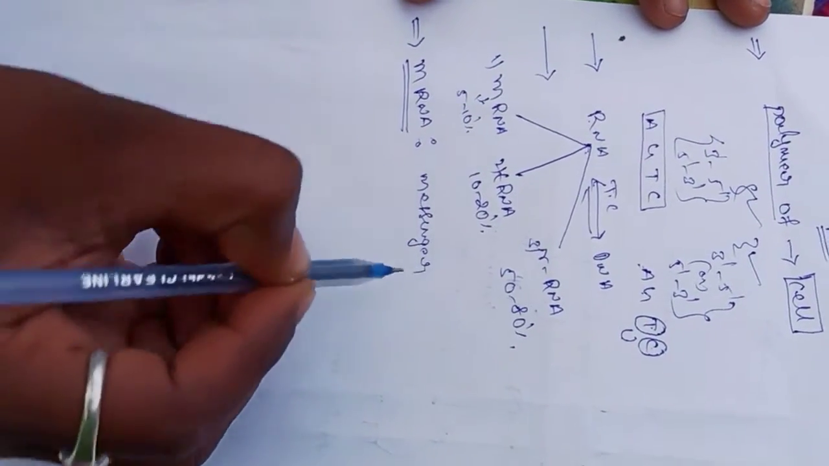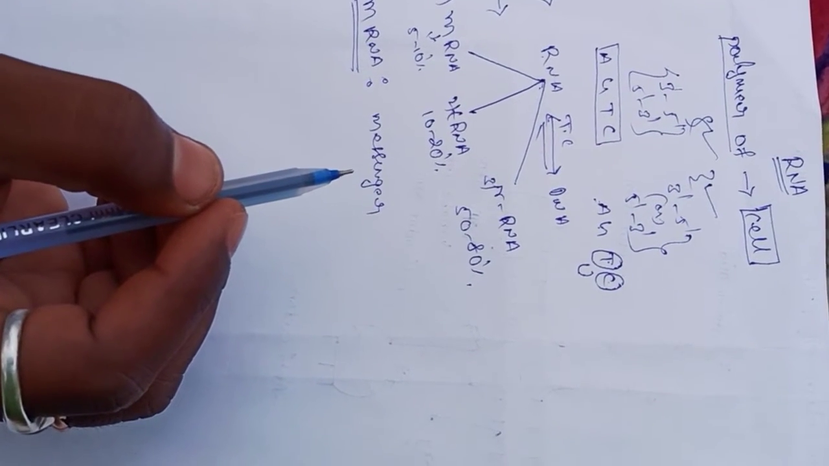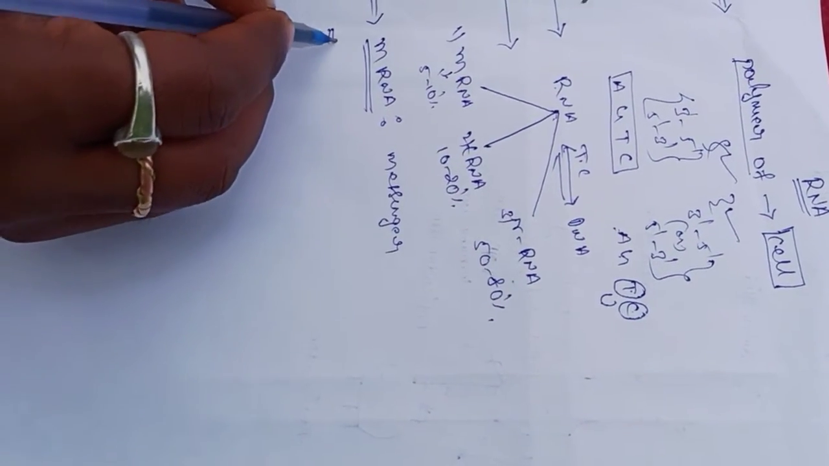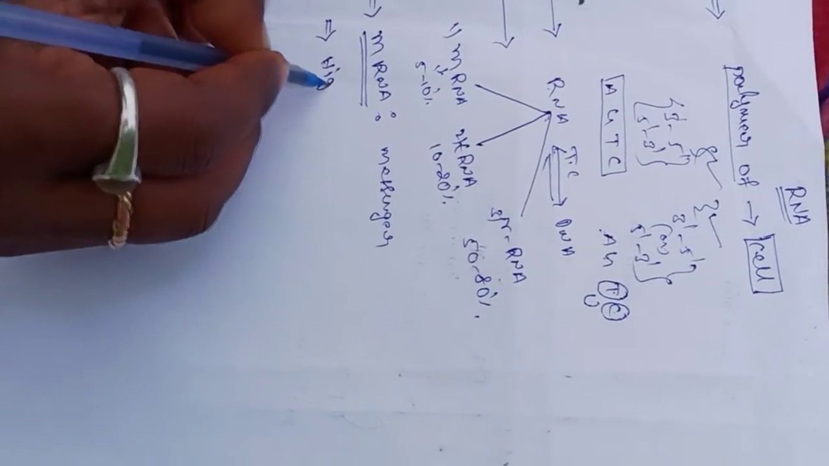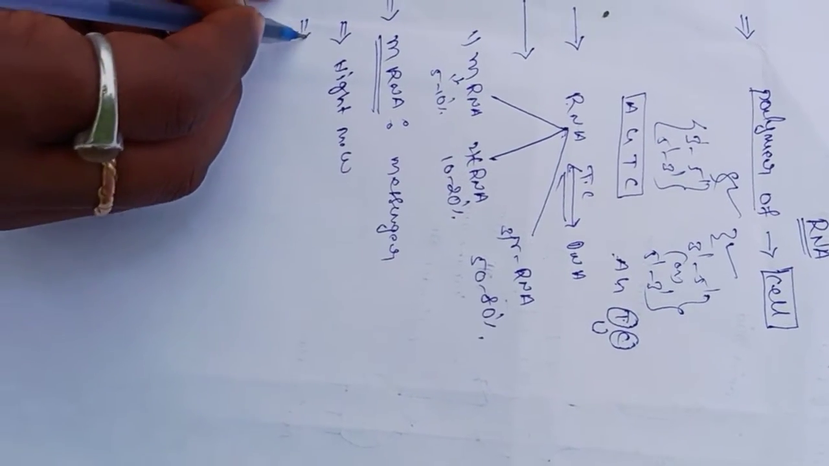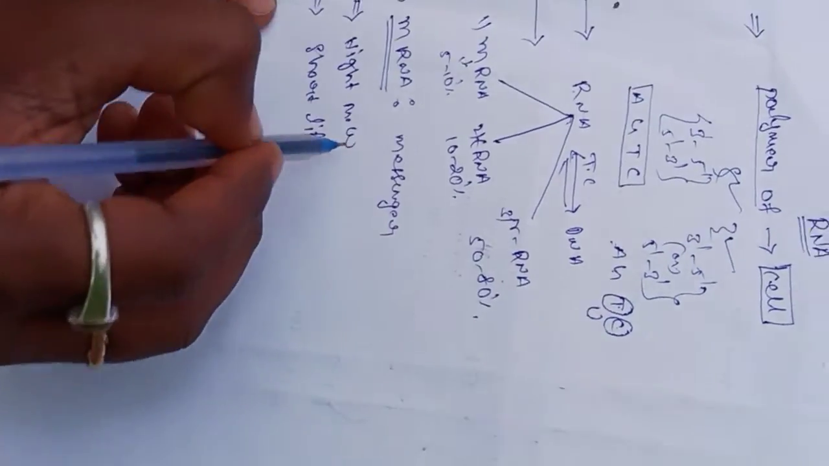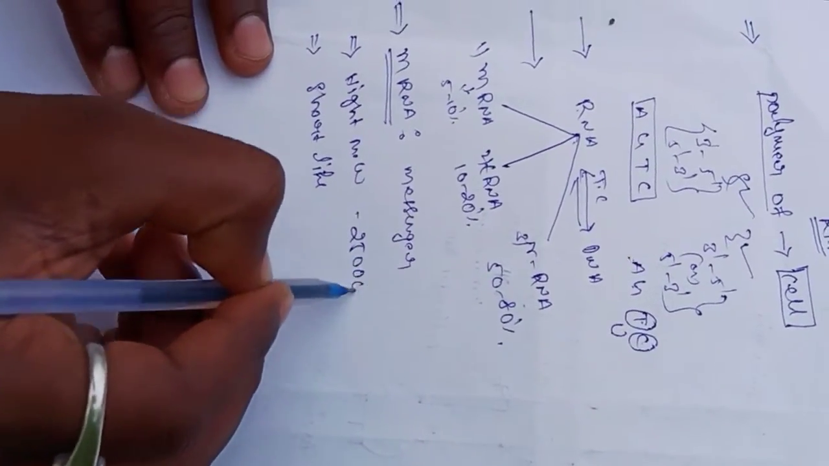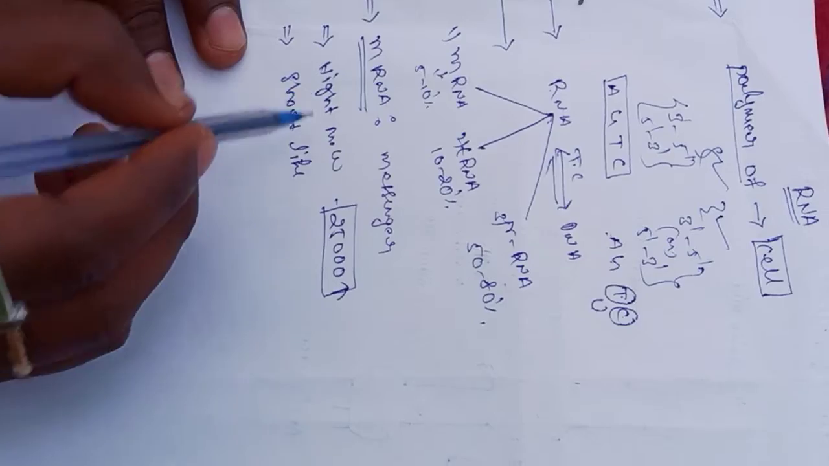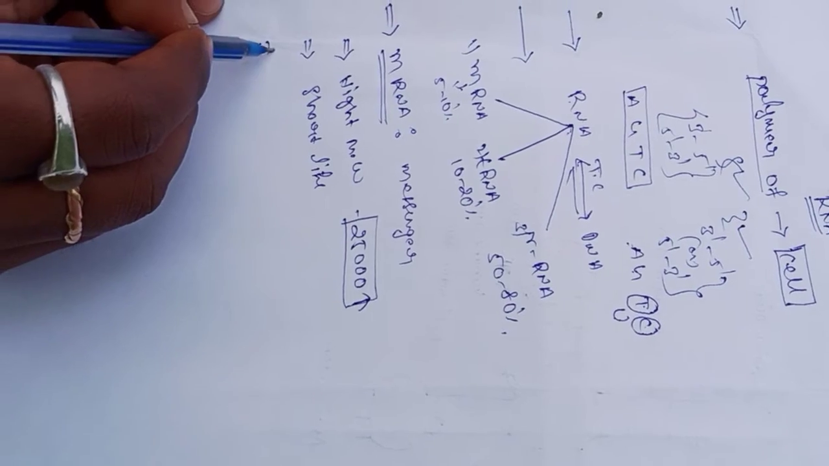Messenger ribonucleotide. So the mRNA has a higher molecular weight and a short life. What is the molecular weight? Above 25,000. The mRNA has a high molecular weight compared to the tRNA and rRNA. It has a short life.